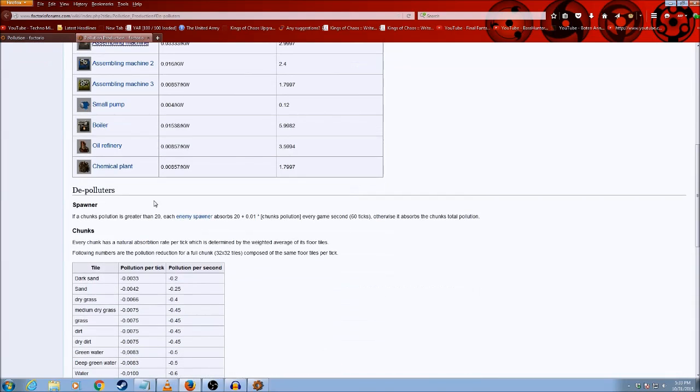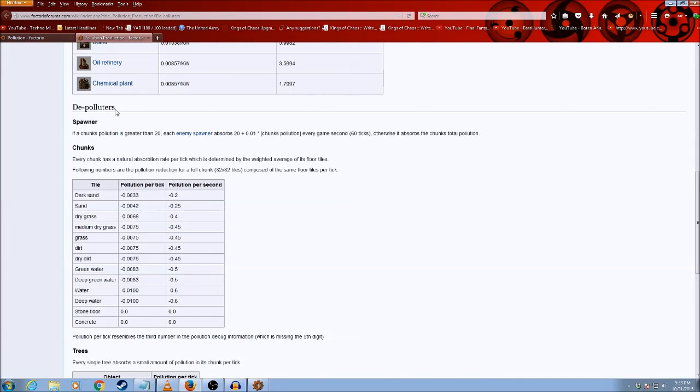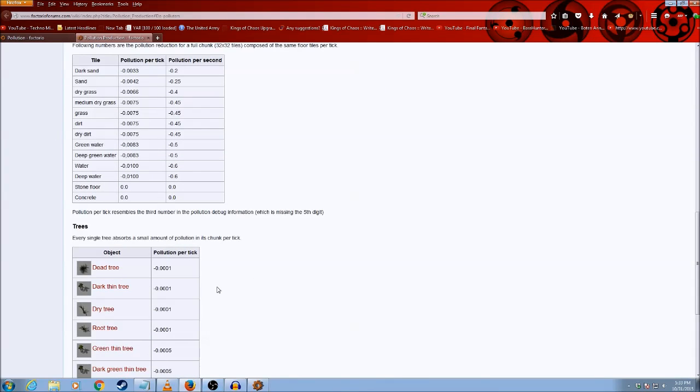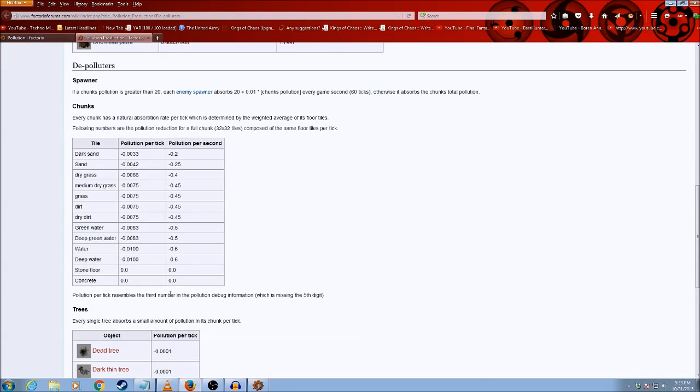Okay. So last thing to go over here, if we have the depolluters. Spawners absorb it, already went over that. Trees absorb it, already went over that. So here we go, the chunks. Every chunk has a natural absorption rate per tick. Remember, there's 60 ticks per actual second, which is determined by the weighted average of its floor tiles.